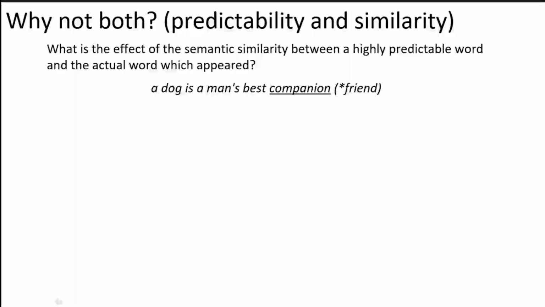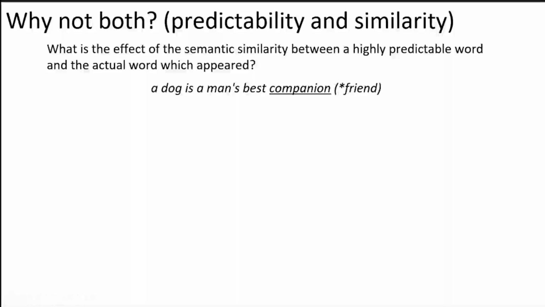So here's what I did. I gave a sentence: a dog is a man's best companion. Okay, so companion is not very predictable, because friend is very, very predictable in this context. However, companion and friend are semantically close. If I had given a different example, a dog is a man's best, I don't know, tool or something, tool and friend are not very close, right? So we're going to ask, what is the effect of the semantic similarity between the actual word and a highly predictable word which was supposed to appear there?